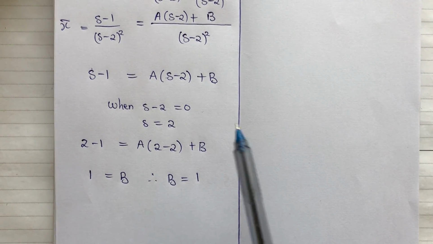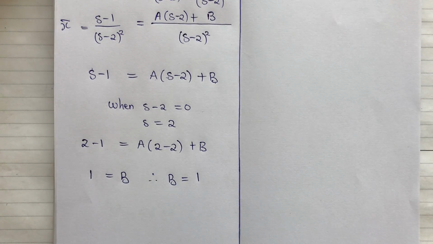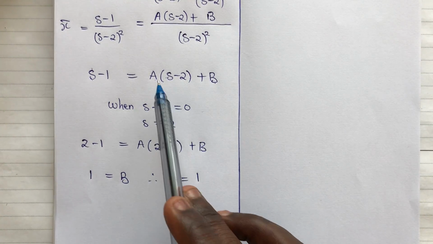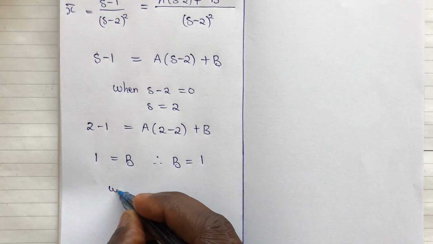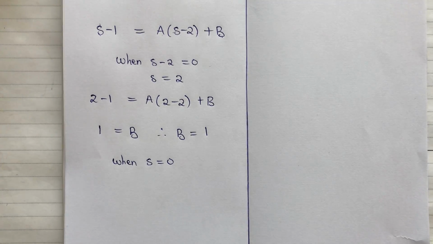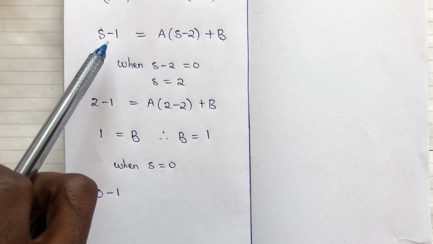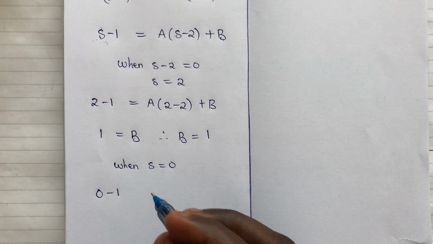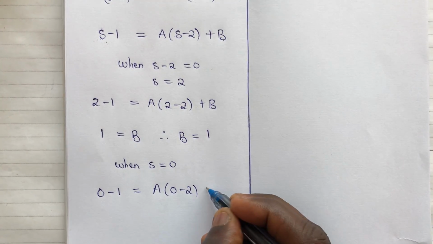Now, we need to find a. Because I don't have any bracket here to equate to, I can pick any random value of my choice. Let's pick the easiest value that we can use, apart from 2. So let's use 0. So when I substitute 0 here, I can work for a. So when s is equal to 0, wherever you see s, substitute what? 0. So we have 0 minus 1, which is coming from the left-hand side of the equation, giving us a into 0 minus 2 plus b.